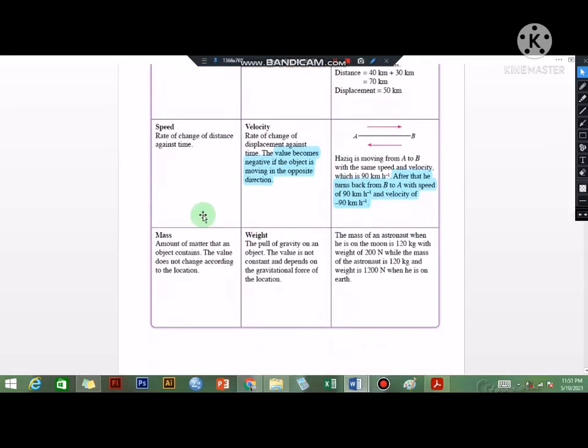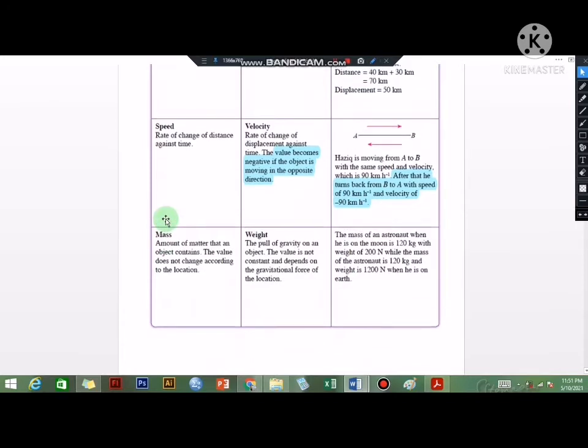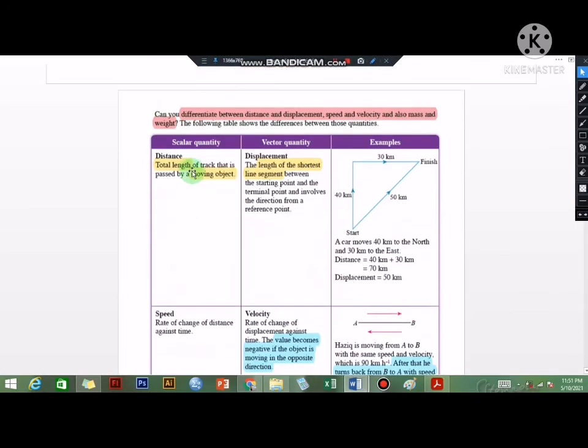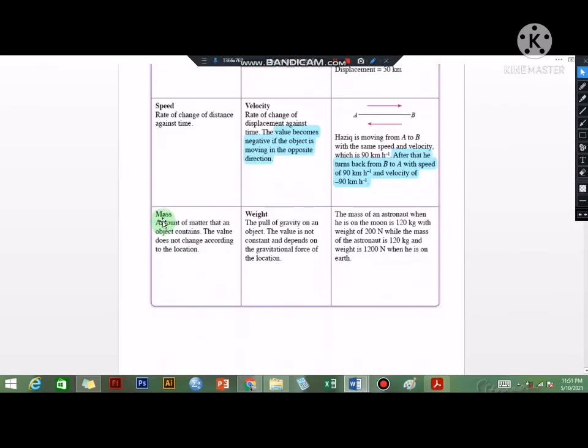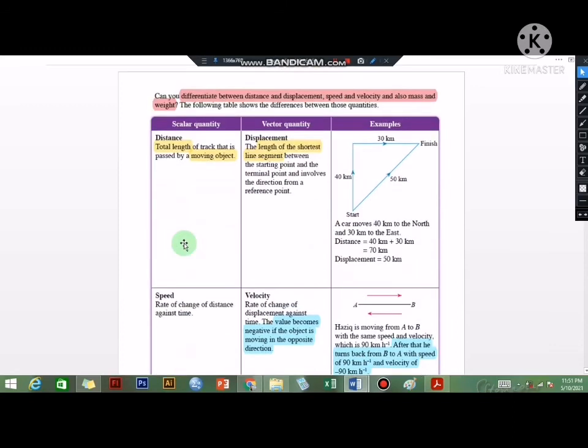Now let's look at the next one, mass. Mass is also considered as a scalar quantity. Look at the definition of mass. Mass is the amount of matter that an object contains. The value doesn't change according to the location. So it means that mass doesn't have a direction. That's why mass is a scalar quantity.